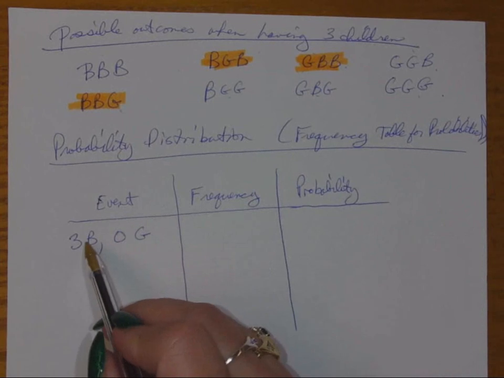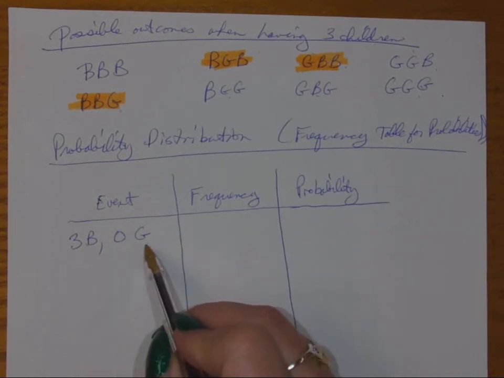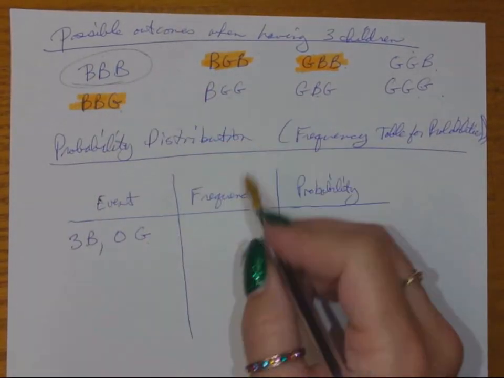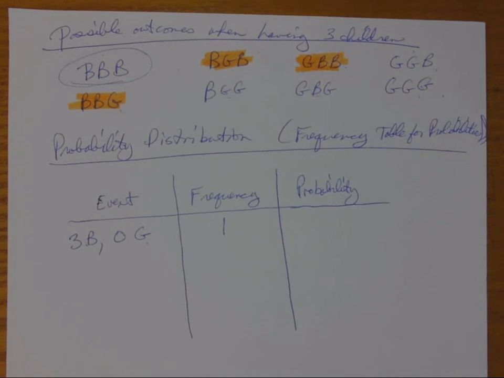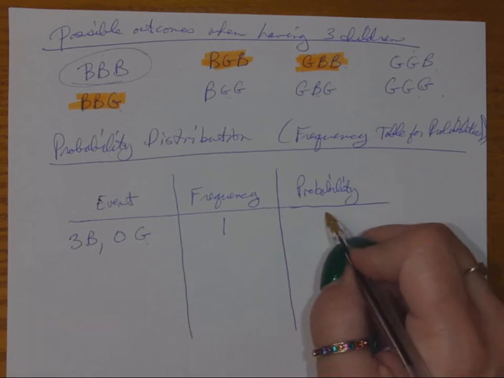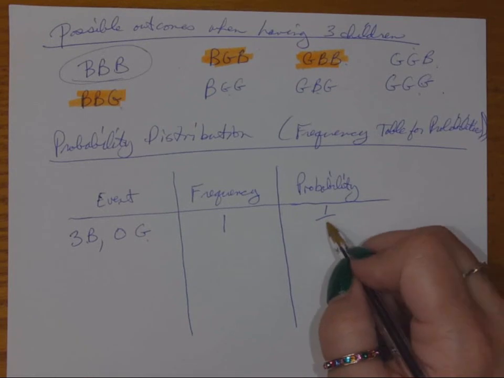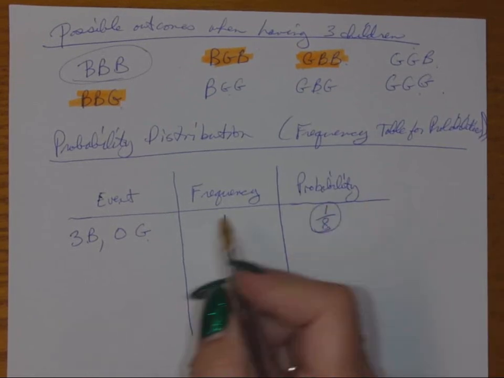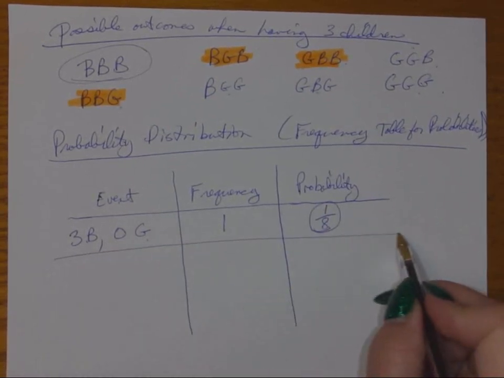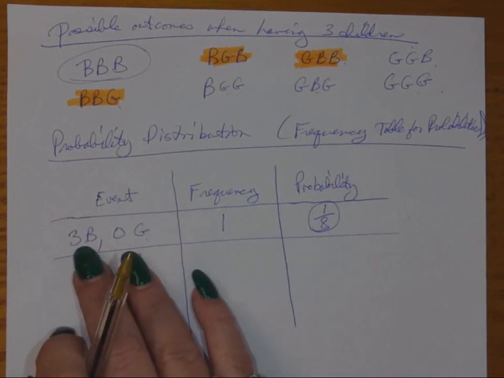How often did we see 3 boys, no girls? Well, it only happened once, right? One time. The probability that a family of 3 children would have 3 boys is then what? It happens once out of how many pathways? In my head, I hear you 1 in 8. Say 1 in 8. Okay, so that's the first total event that could happen here.